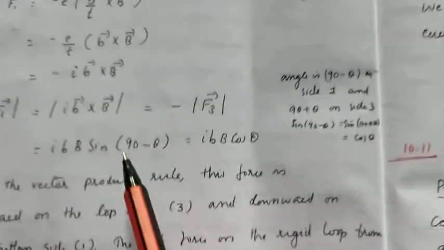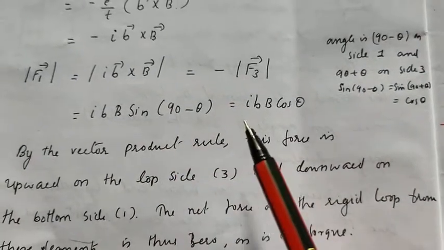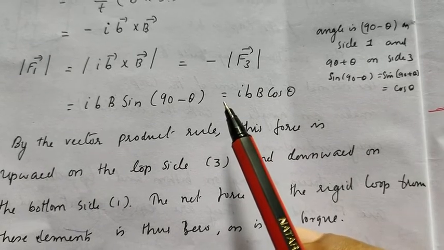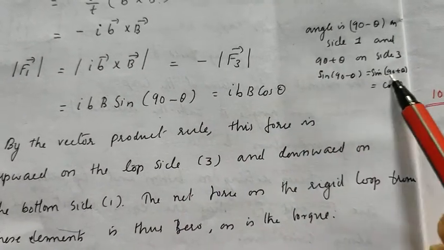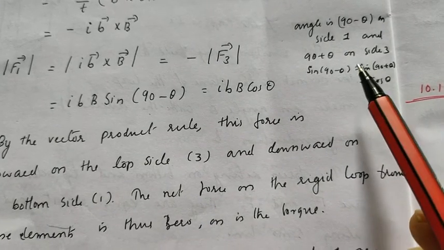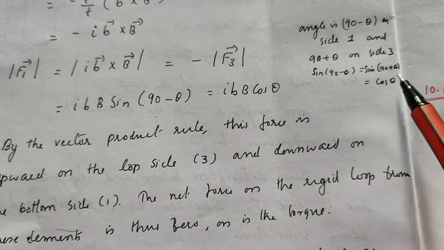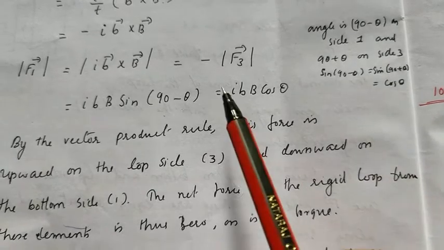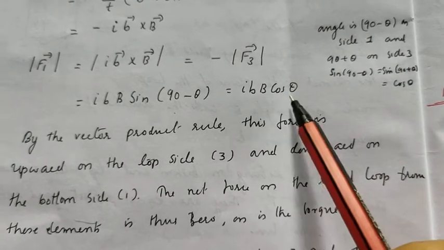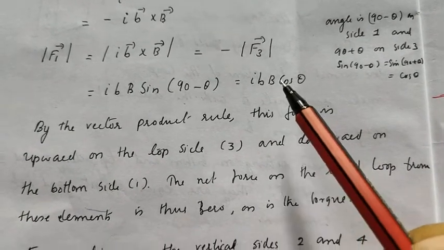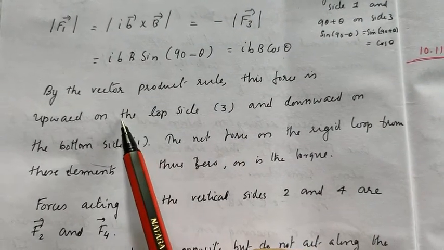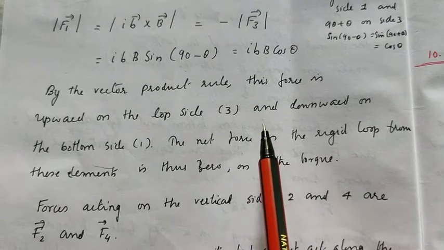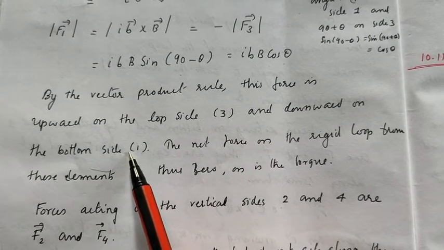If you substitute these values, along side 1 this is sin of 90 minus theta, and on the bottom side sin of 90 plus theta, which is equal to cos theta. So we will get I B B cos theta. By the vector product rule, this force is upward on the top side and downward on the bottom side.